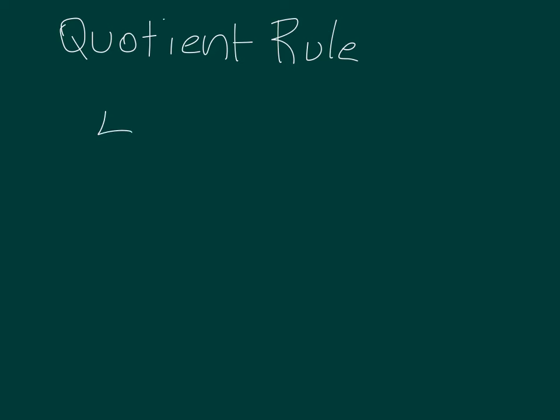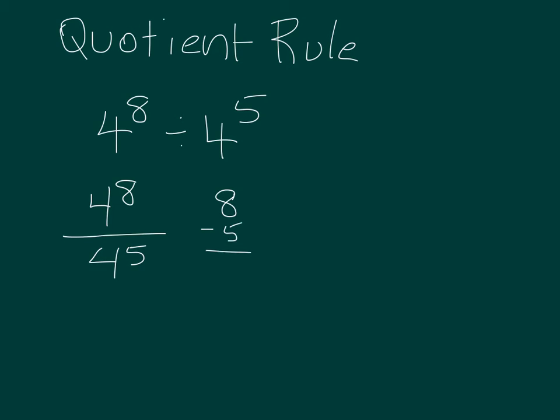And let's say we have 4 to the 8th divided by 4 to the 5th. Well, you remember in the power of a product, when we were multiplying, we added the exponents. So because we're dividing here, what do you think we're going to do? That's right, we're going to subtract. We can also set this up as 4 to the 8th over 4 to the 5th. And take our exponents. What's 8 minus 5? 3. This will become 4 to the third power.